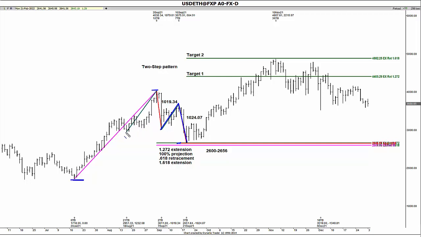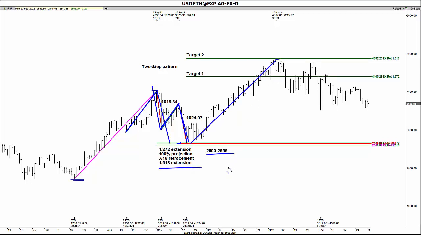But then there was also, in this case, an extra price relationship that just happened to overlap the other levels. So we had four price relationships within a zigzag pattern: a 1272 extension, a 100% projection, a 618 retracement, and a 1618 extension. It came in at 2600 to 2656. It looks like 2651 was the actual low. It hit, it held, and it met just about two targets. It looks like it was just a teeny bit short of target number 2.